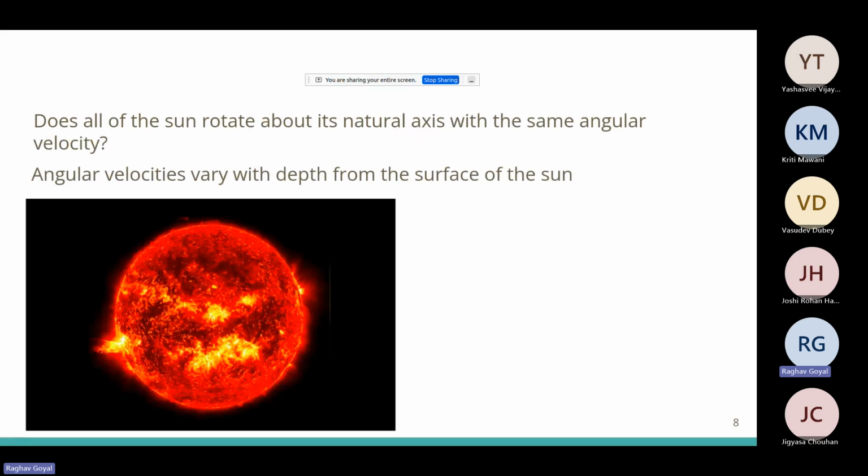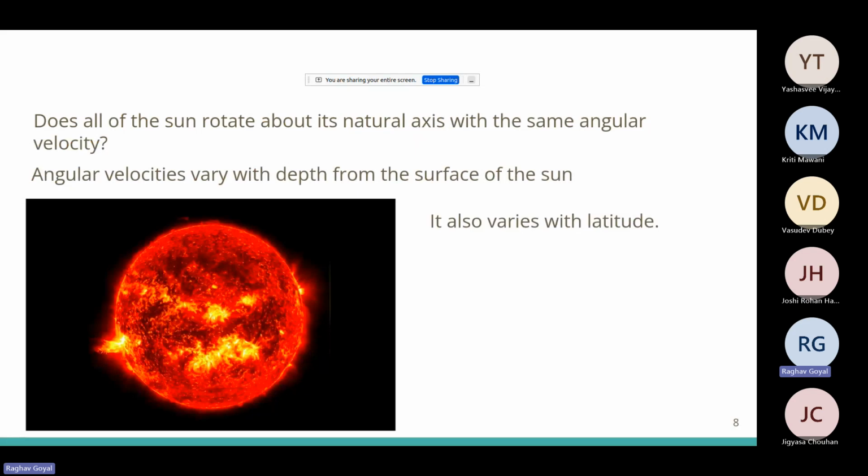The angular velocity varies with depth from the surface of the sun, and it also varies with latitude. This can happen because the sun is not a rigid body like the earth is. We already know that convection itself takes place in the sun, so it's not a stretch to assume that the sun is not a rigid body and different parts of it rotate with different angular velocities.